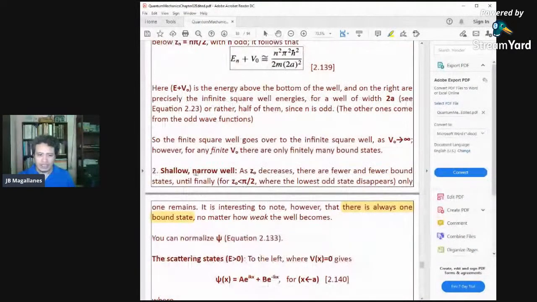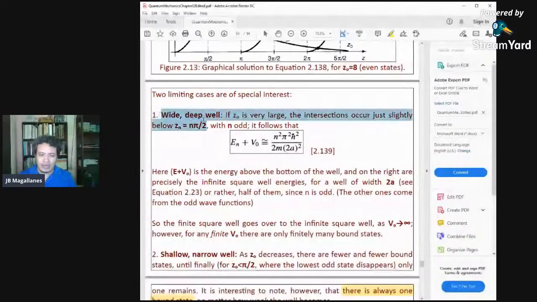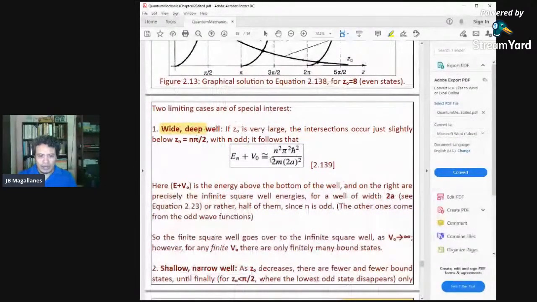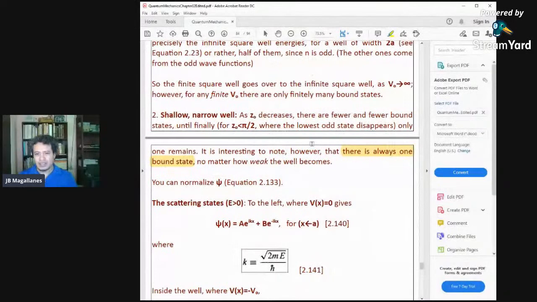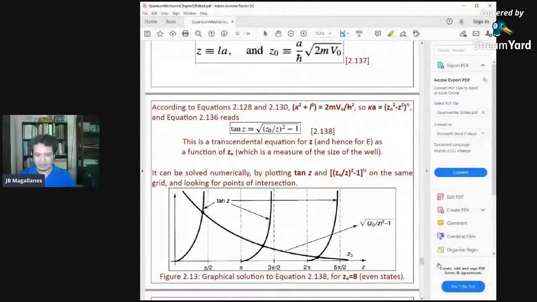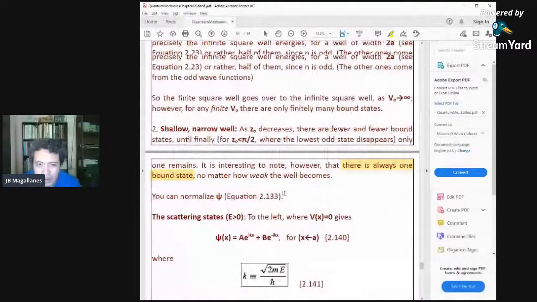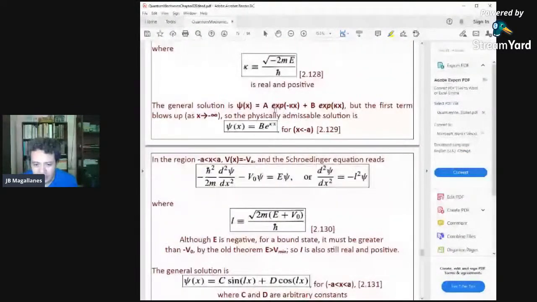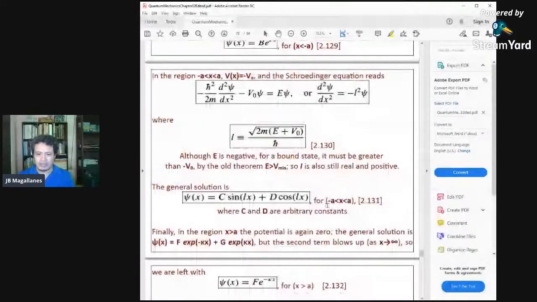But anyway, these are just special cases. Shallow, narrow wells are special cases, and wide, deep wells are special cases. For a wide, deep well, this is like the infinite square well, only that you have some constant. For a shallow and narrow well, it's like almost flat here.